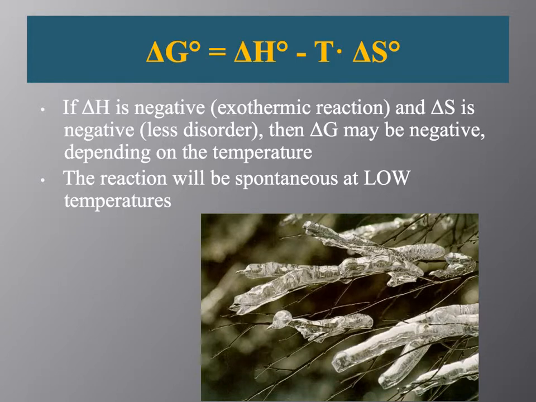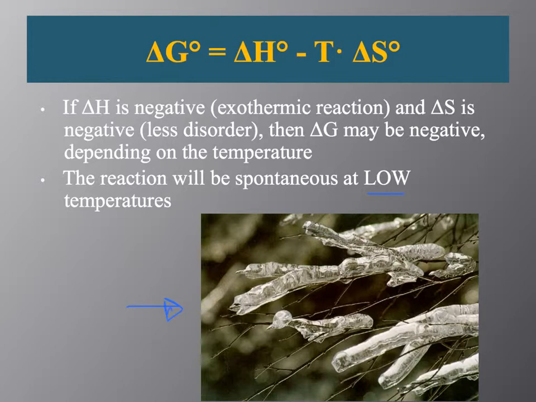It's an exothermic reaction, that's good, and delta S is also negative. It's causing less disorder, something more orderly. Well, then your delta G value might be negative if the temperature is low enough. So when a reaction causes more order to happen, it will be spontaneous at low temperatures. And so the freezing of ice is an example of that.